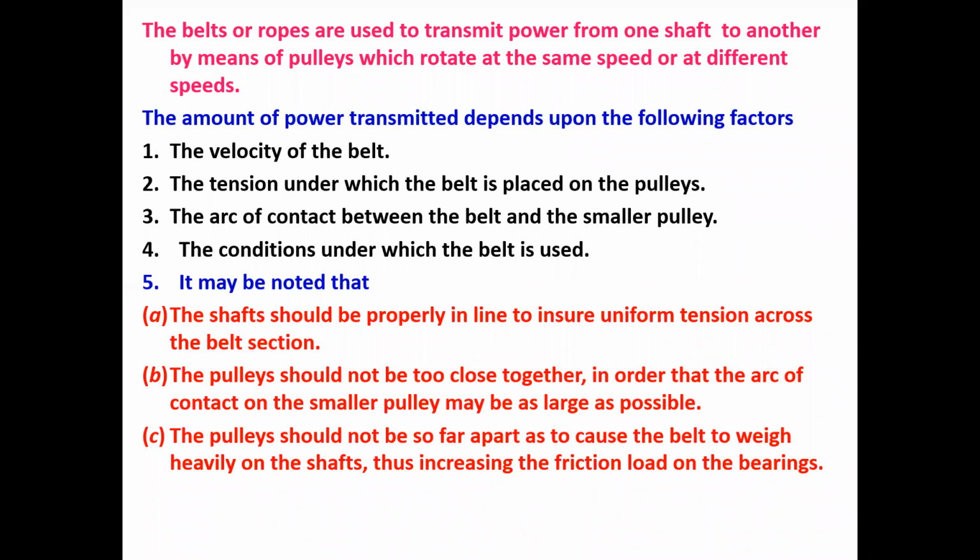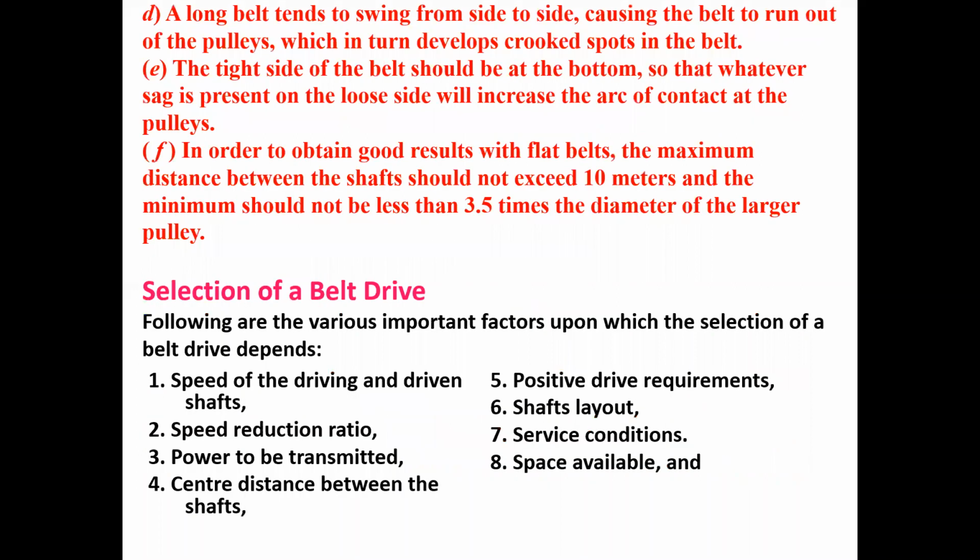Those are all seen and observed in our belt drives. Another one is the long belt. When we take long belts, they tend to swing from side to side, which in turn develops crooked spots in the belt. That may also happen. And the tight side of the belt should not be at the bottom, so that whatever sag is present on the loose side will increase the arc of contact.